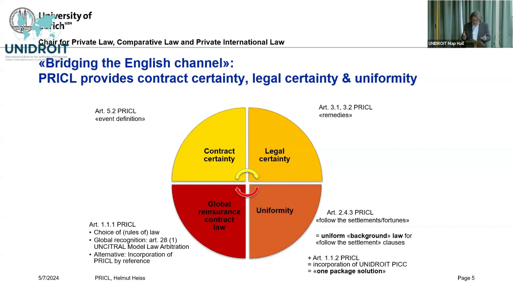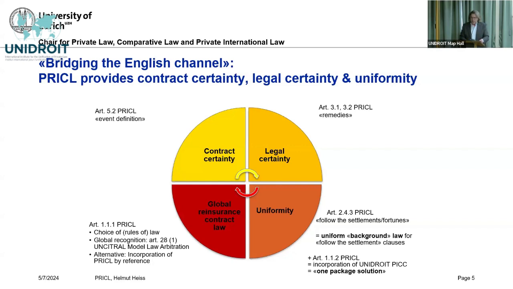Now we have defined remedies and we have defined typical instruments that are regulated in the contract, like follow the settlements, and we give one and the same background law to the reinsurance transactions. Finally, we provide a global reinsurance contract law, which is the same as with the UNIDROIT principles, because you can choose these principles in arbitrations based on the UNCITRAL model law on arbitration.